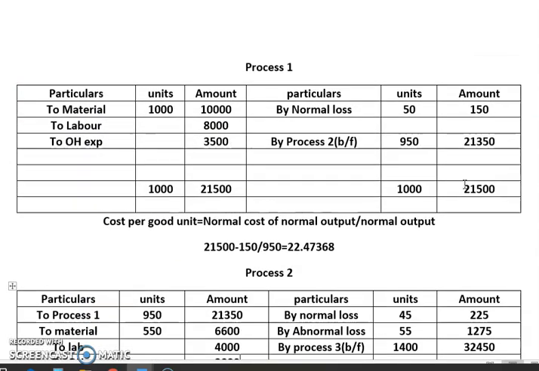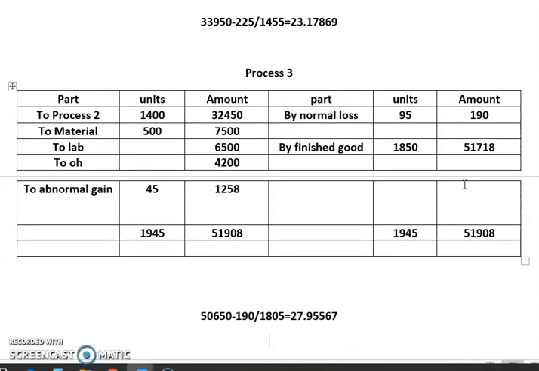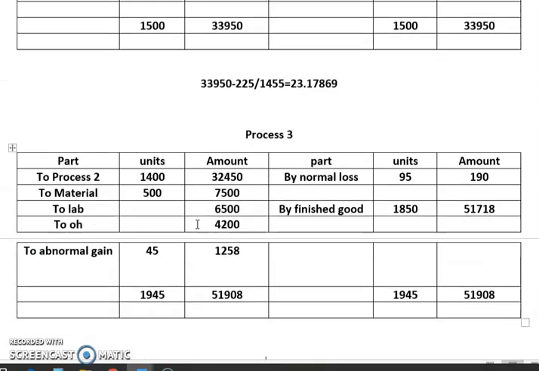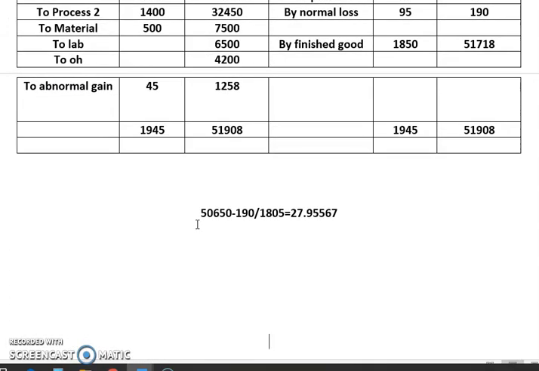Then after doing the calculation, what I got is 27.95567. That need to be multiplied with 45. Without forgetting the balance, whatever you have need to be transferred to your finished goods, that is 1850. This 1850 units should also be multiplied with this cost per unit to get your amount. So automatically your debit and credit will tally. So this is the proper essay question which would be holding good for your process costing.